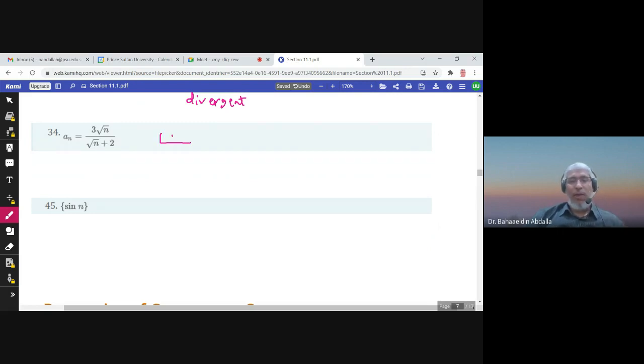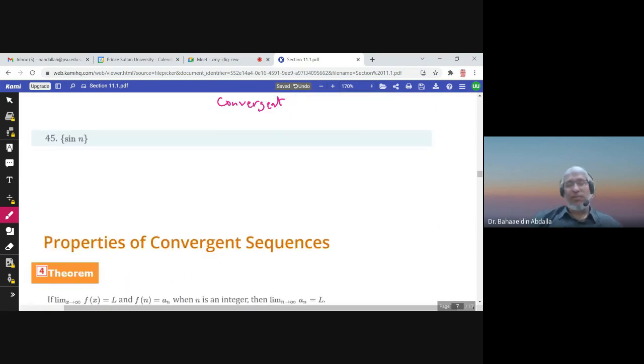So here, take the term with the highest power. In the numerator, I have only one term. In the denominator, square root of n. Now, square root of n cancels with square root of n, and I will have the limit of 3. So this sequence converges to 3, and it is convergent.